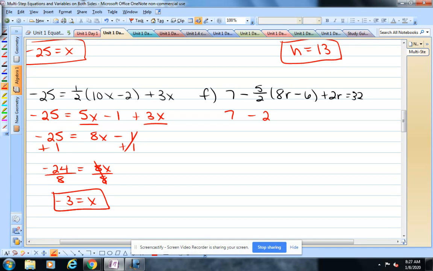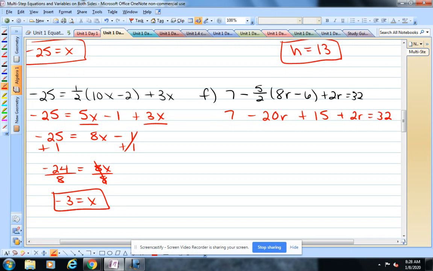Y'all with me there? All right, let's do that with negative 6. First of all, I know a negative times a negative is going to be positive. What's 5 times 6? 30. Divided by 2? 15. Easy peasy fractions. Plus 2r equals 32. So you okay with how we got 15? Yes, sir. 5 times negative 6, but they're both negative, so it'll be positive. 5 times 6 is 30 divided by 2. There we go.